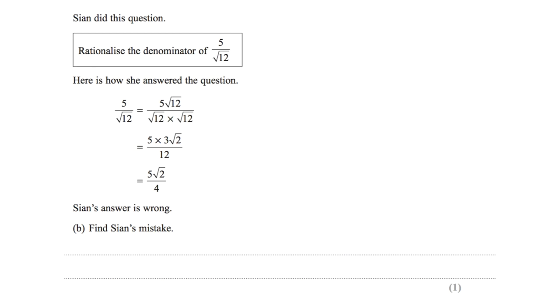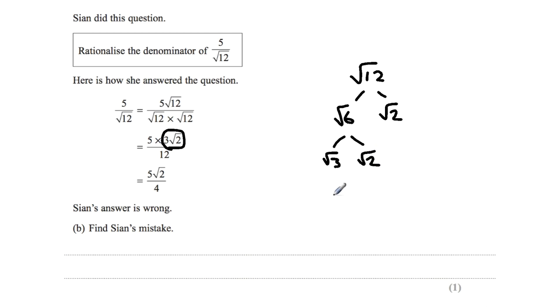Sean did this question. Here's how she answered the question. Sean's answer is wrong. Find Sean's mistake. Well, Sean's mistake is simplifying the third square root, so that's the incorrect answer. So let's simplify square root 12. It can be simplified as square root 6 times square root 2. Let's simplify this further: square root 3 times square root 2. Therefore, it should be 2 square root 3. And when you multiply it by 5, it should equal 10 square root 3.